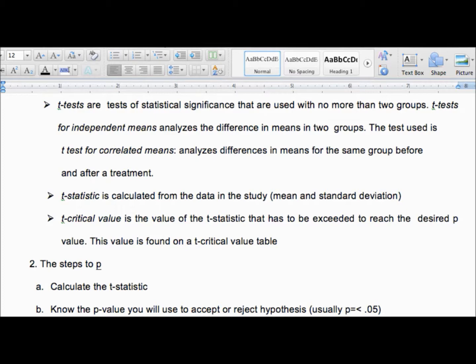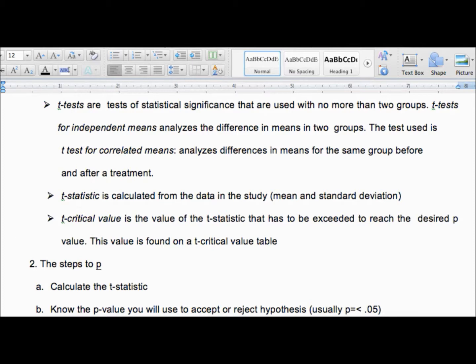This is where that normal curve comes in again, where we're comparing it to a hypothetical t-critical value. So what we're going to do then is compare the t-statistic that we get from our study to the t-critical value that comes from a table of t-critical values.